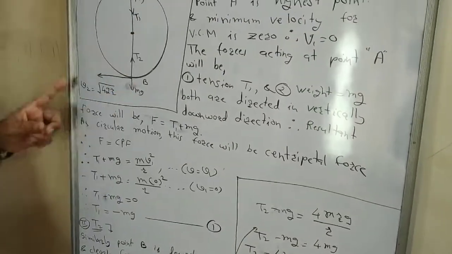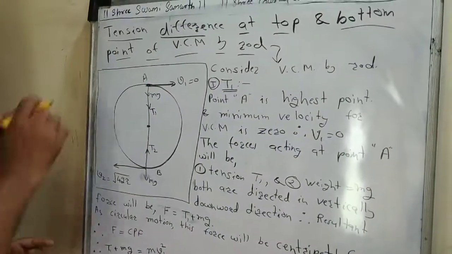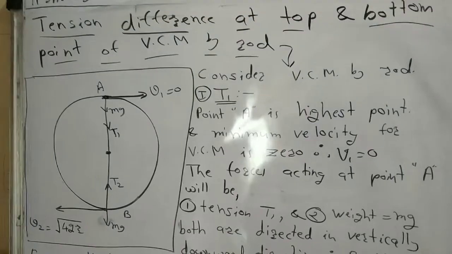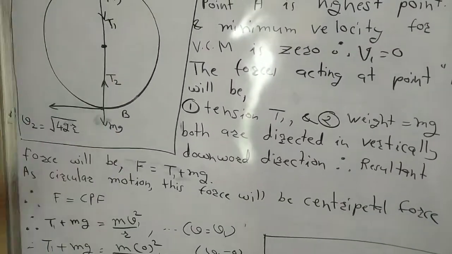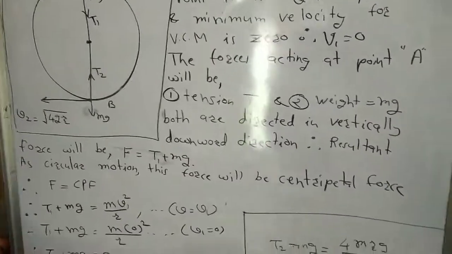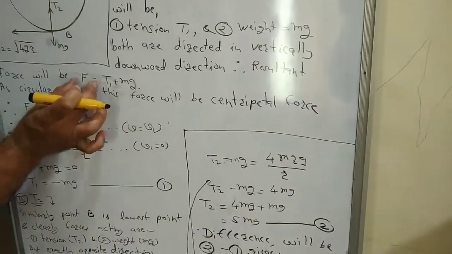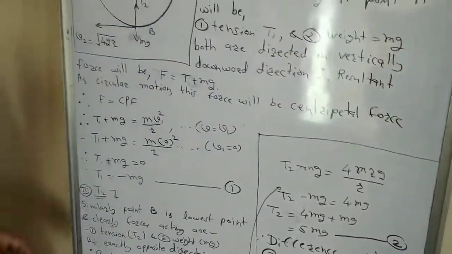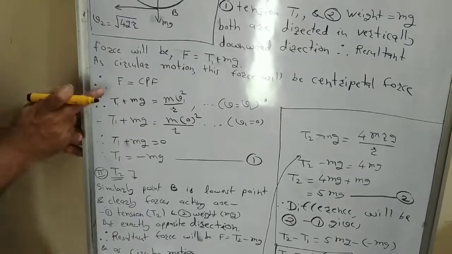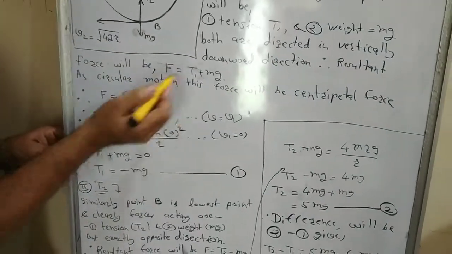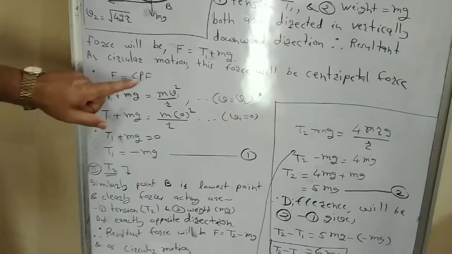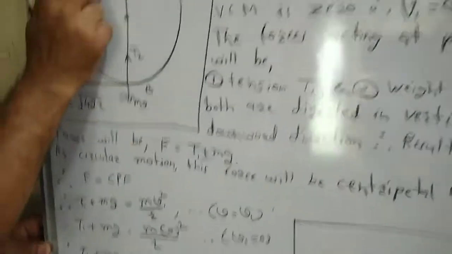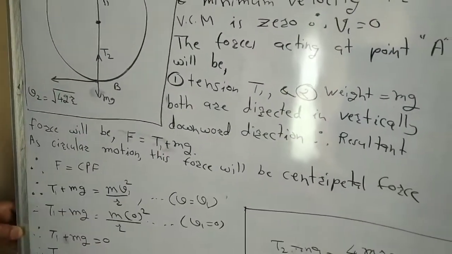We have seen that whenever a body is moving in a circular path, definitely a centripetal force is acting on the body. So this force is nothing but centripetal force. The role of centripetal force is played by this resultant force. So in place of F, we write T1 plus mg is equal to centripetal force. The standard formula is mv square upon r. In this case, the velocity at point A, we assume v1.